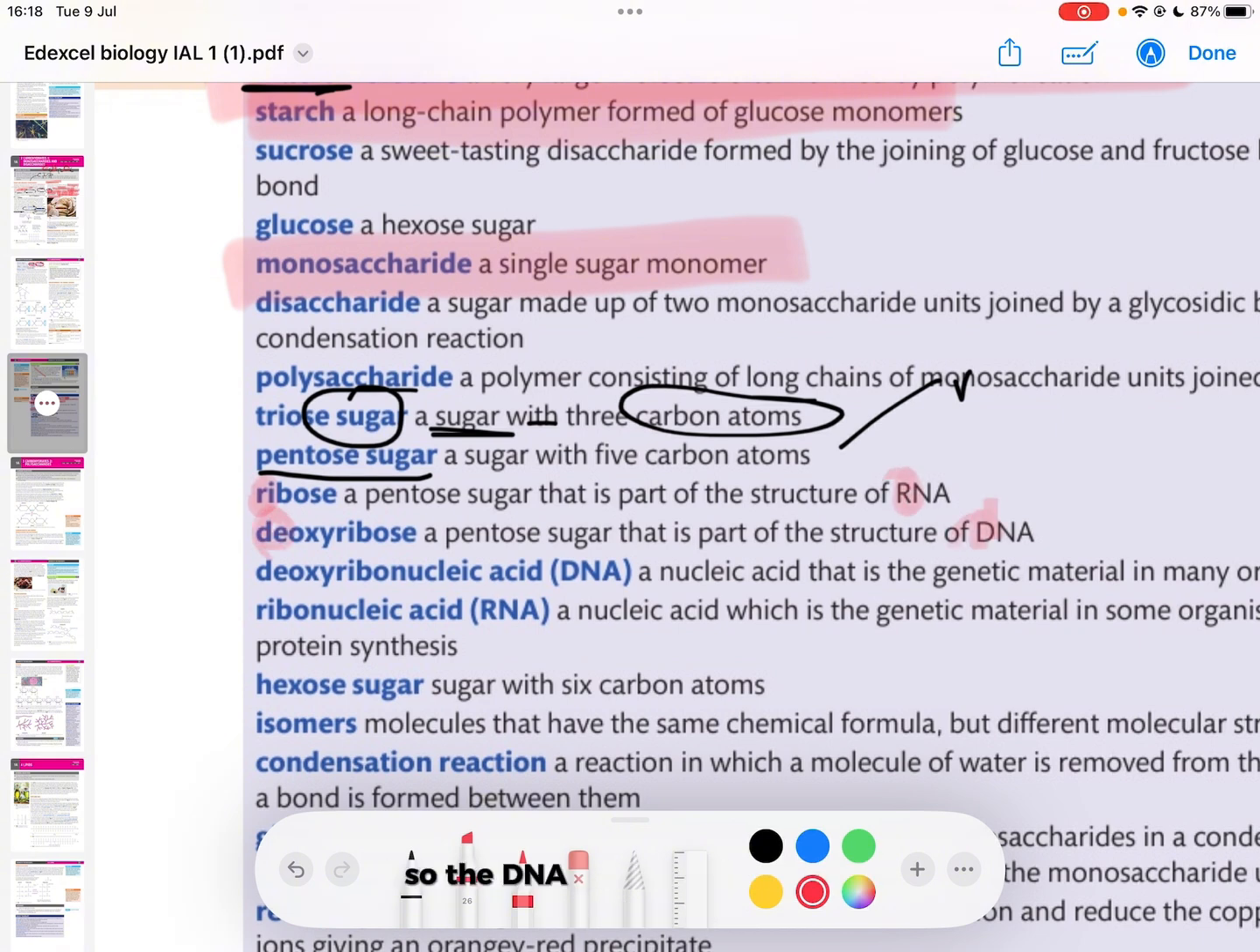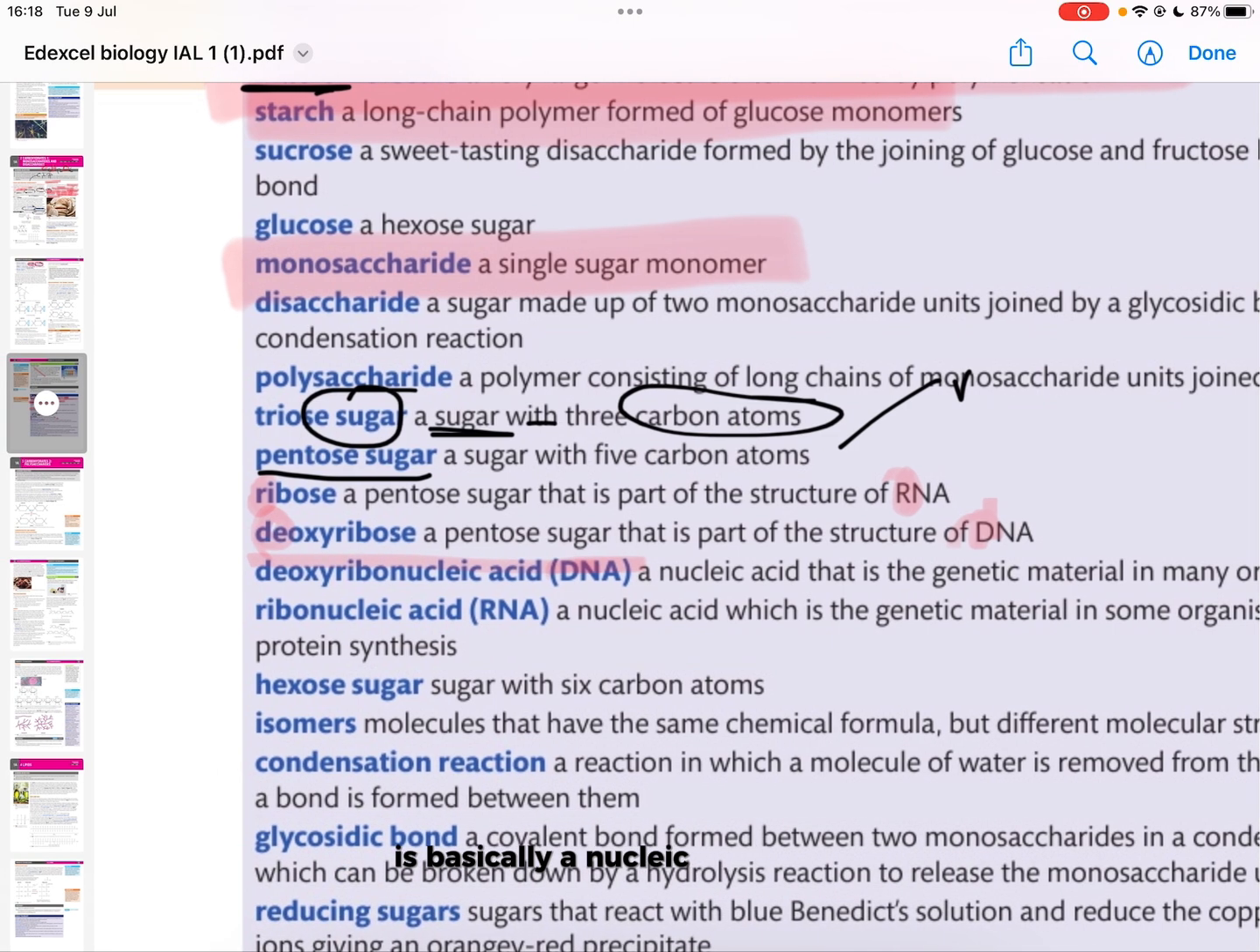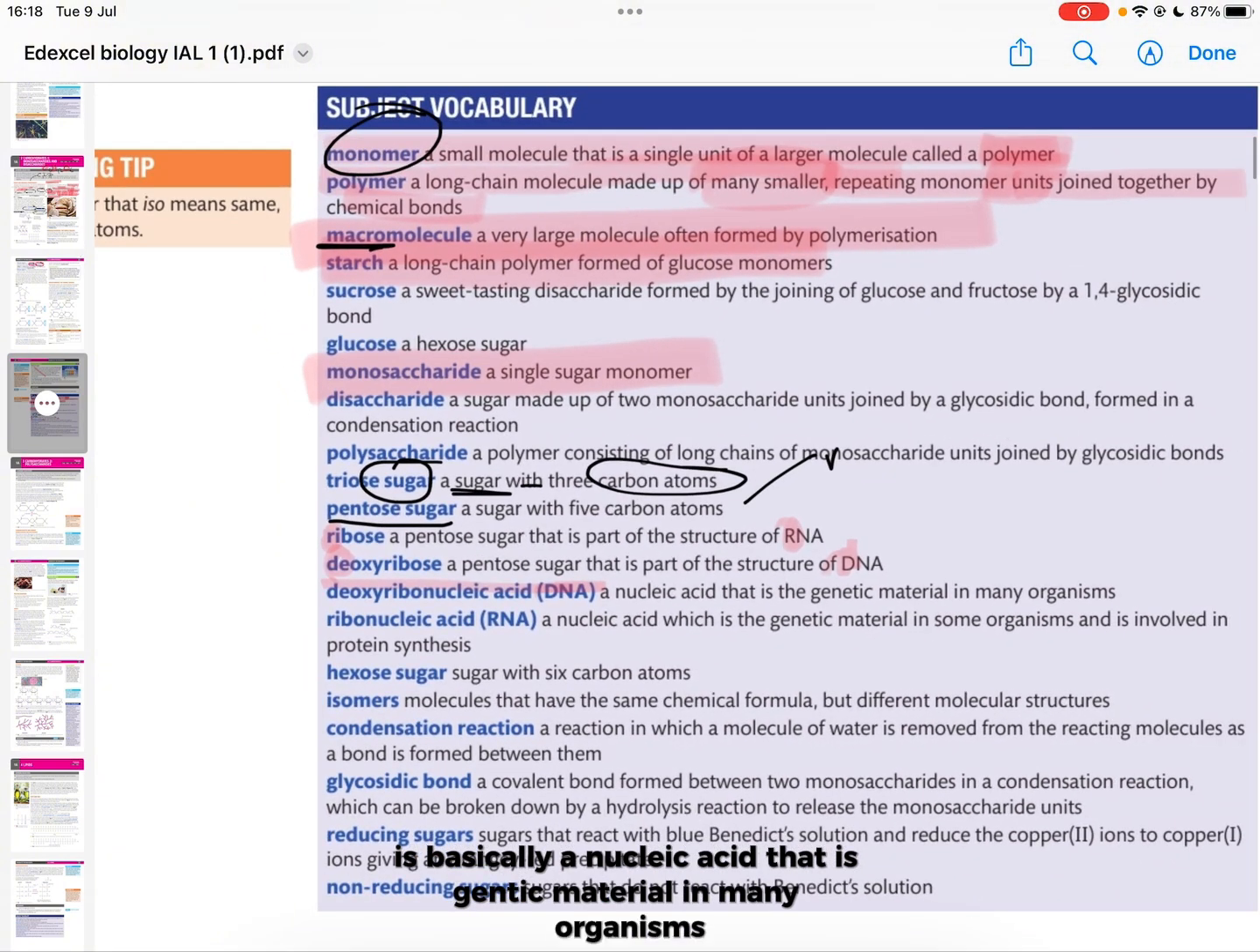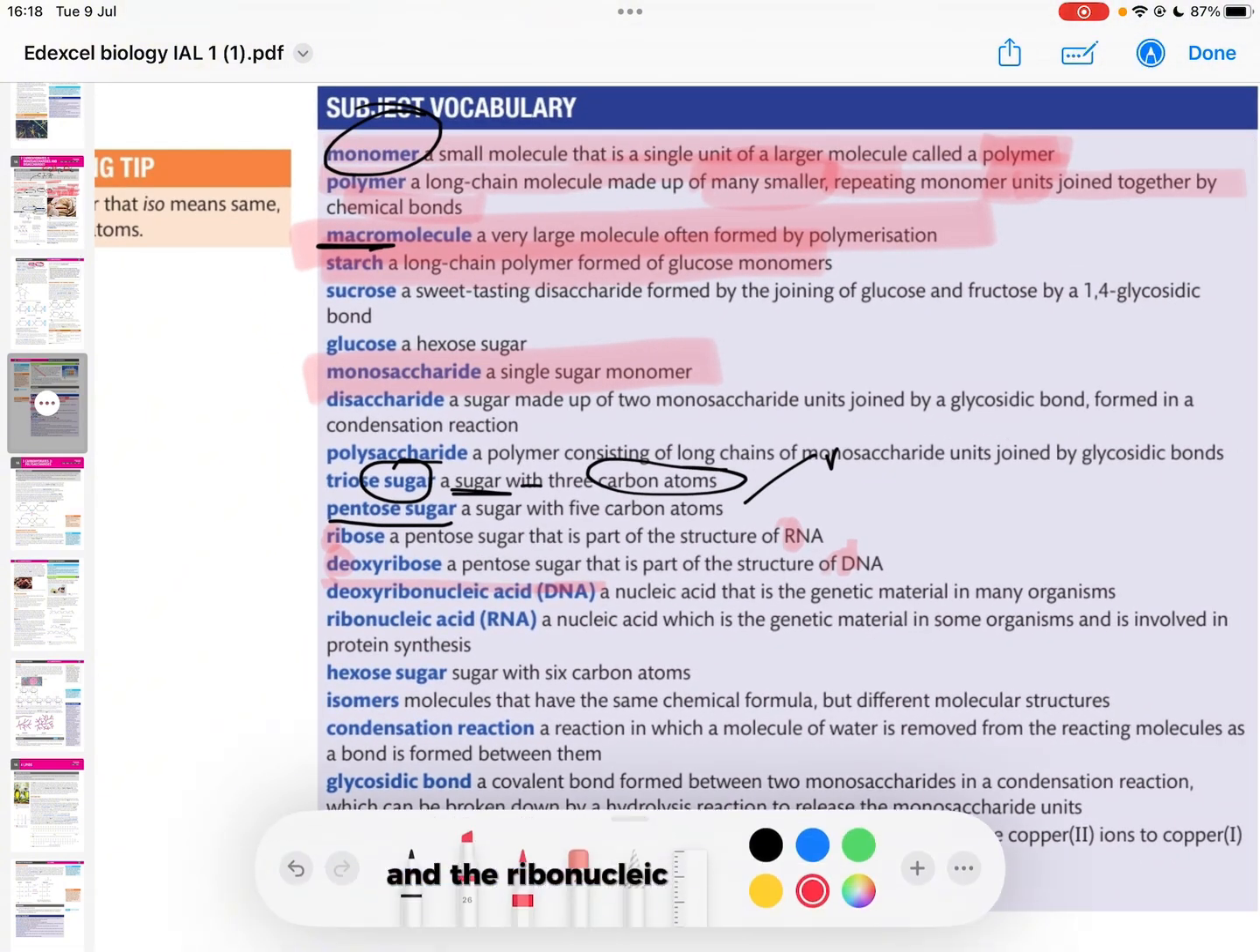So the DNA, which is called the deoxyribonucleic acid, is basically a nucleic acid that is genetic material in many organisms, and the ribonucleic acid, which is the RNA, is a nucleic acid that is genetic material in some organisms, not all of them, and is involved in protein synthesis. Great.